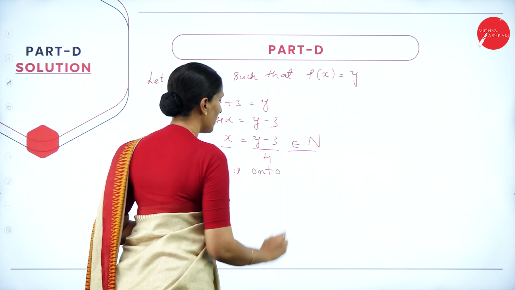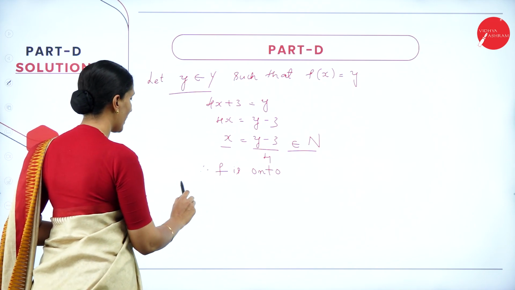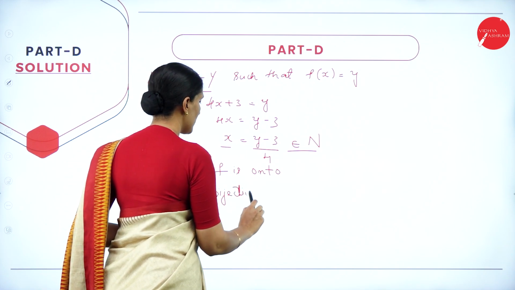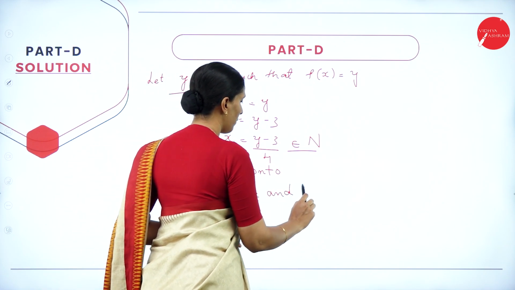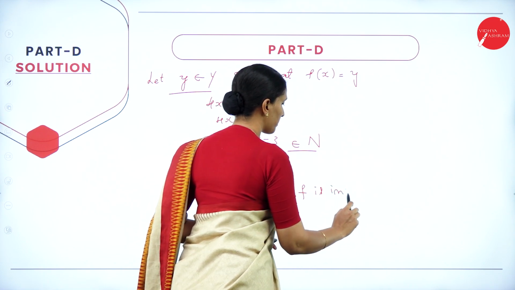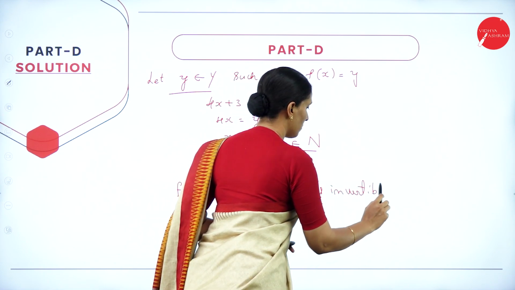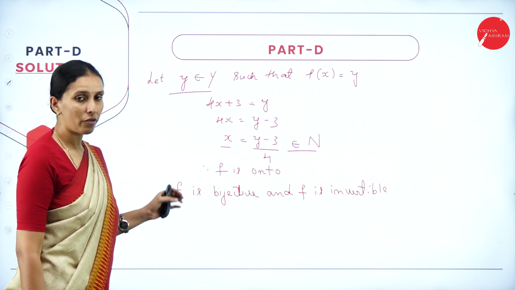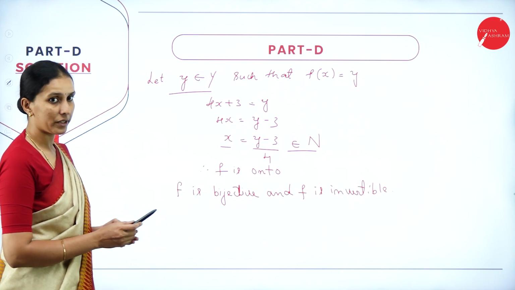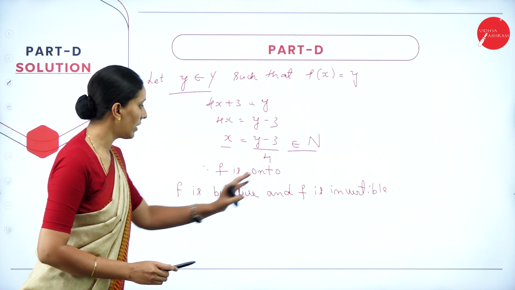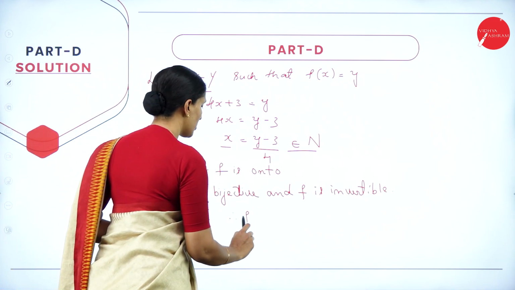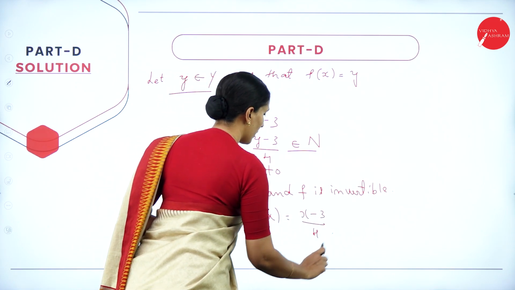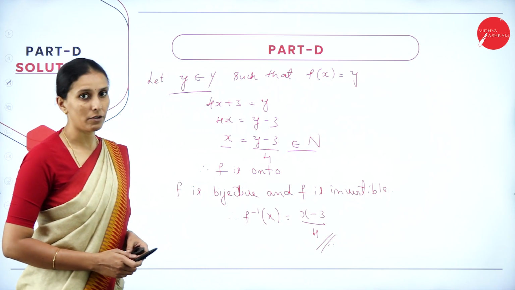Now since f is one-one, f is onto, f is bijective and hence it is invertible. F is bijective and f is invertible. So writing the statements and the reason along with the conclusion also matters while proving these results. Now since f is invertible, clearly we can write f inverse of x in the form of x minus 3 divided by 4. So this is the inverse of the function.